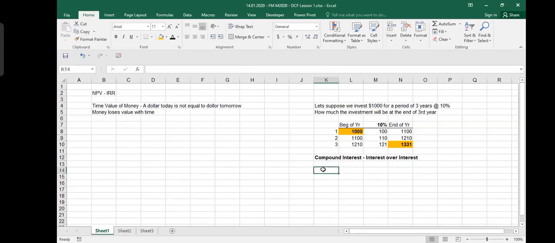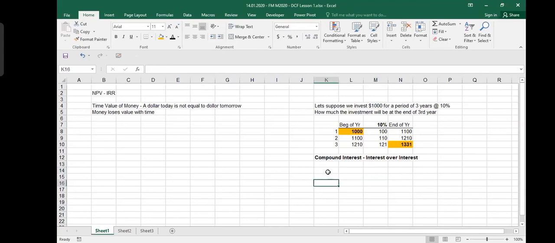There is one more thing which we are not interested in, but that is called simple interest, okay? So in simple interest, you will earn $100 every year. You will not make 110 or 121 because your interest will not earn interest. So every year you will have 100, 100, 100. We are not interested in simple interest, so let's just remove it. We talk about compound interest.